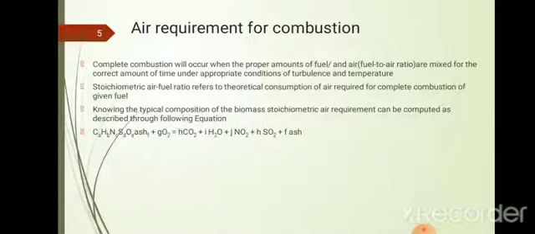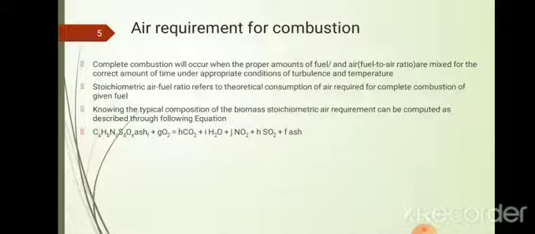Just like this, if you know the composition, what is the carbon, nitrogen, sulfur, etc. content of the biomass, ash, etc., we can write our biomass as CaHbNcSdOe, and ash F. That represents our biomass. This a, b, c, d, e, f are determined by the ultimate and proximate analysis.